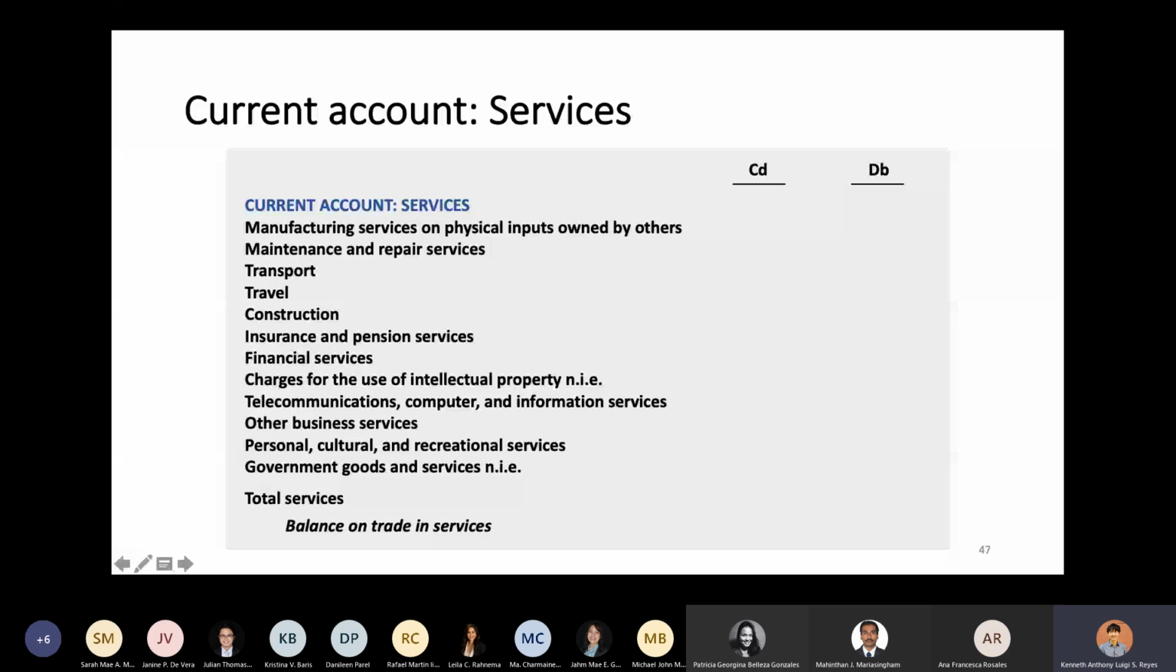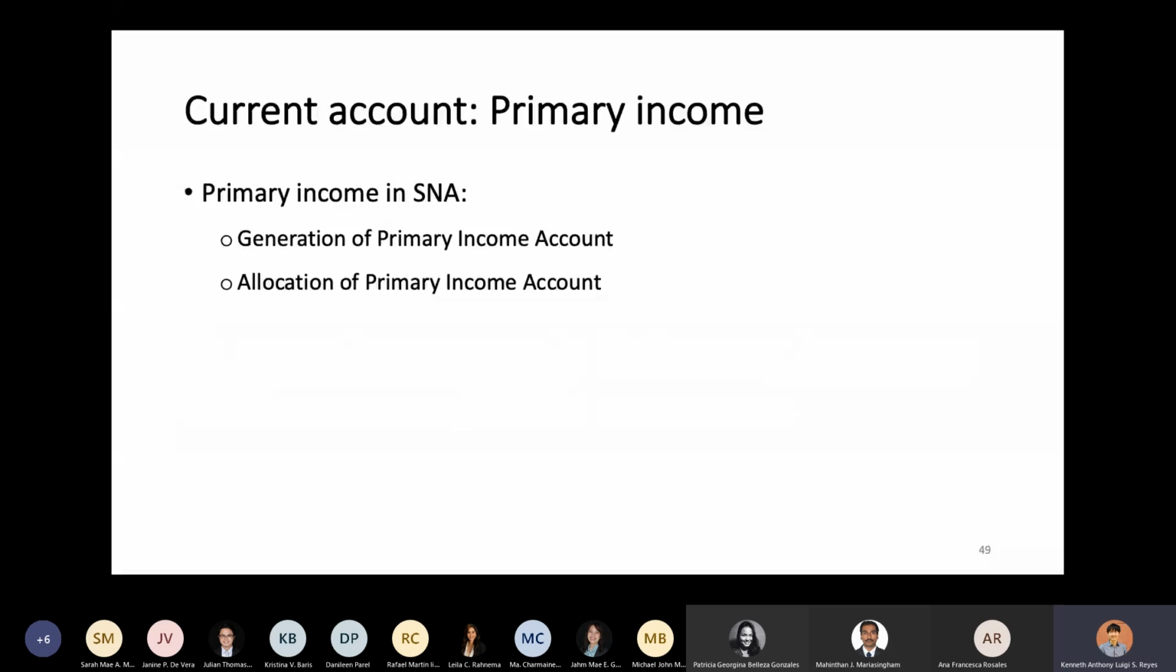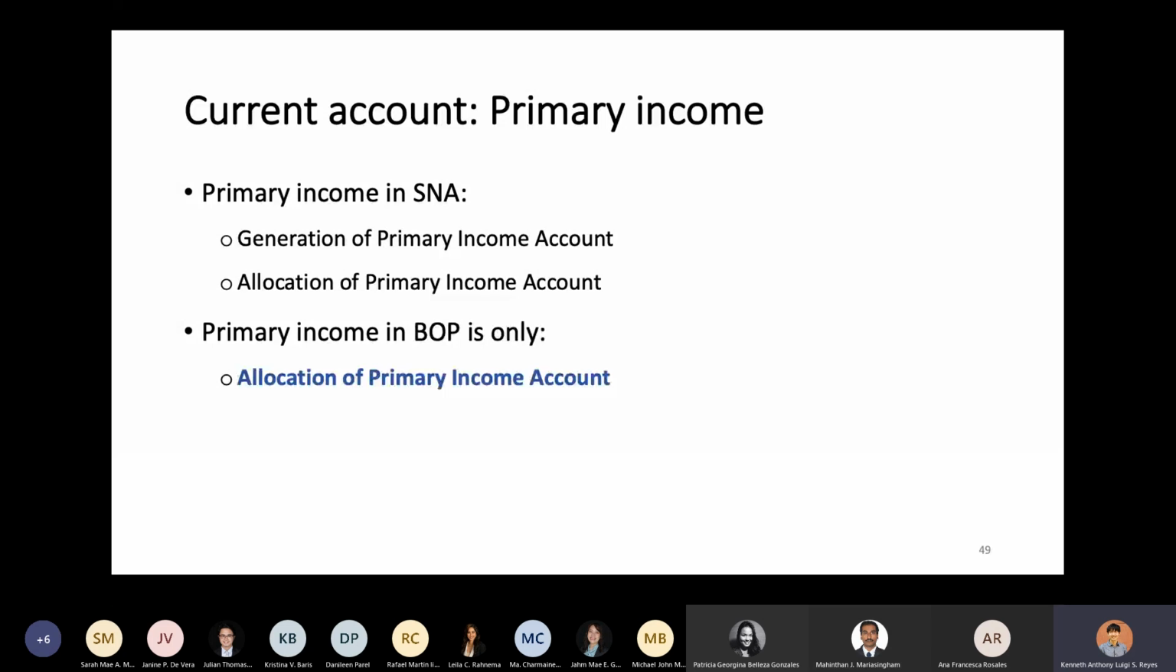All right, moving on. The primary income account of the current account of the balance of payments. In the SNA, the primary income portion can be found in two accounts. Number one, the generation of primary income account and the allocation of primary income account. Since in the balance of payments we don't talk about production, there is really only one account where the primary income transactions fall under. This is the allocation.